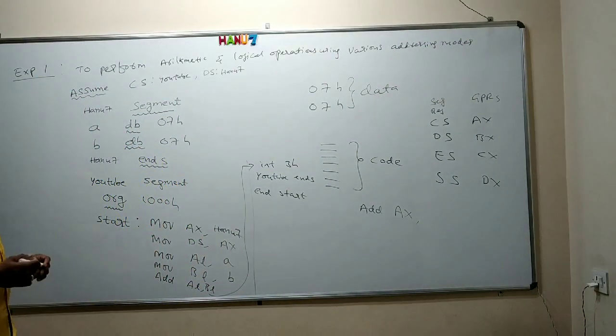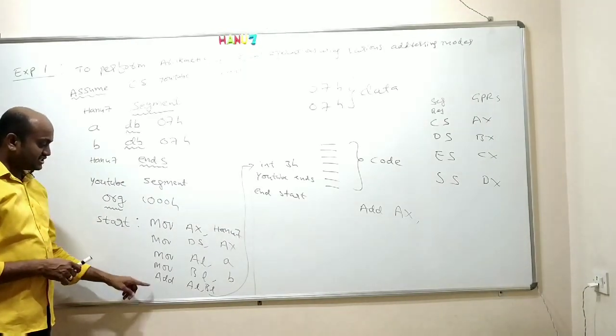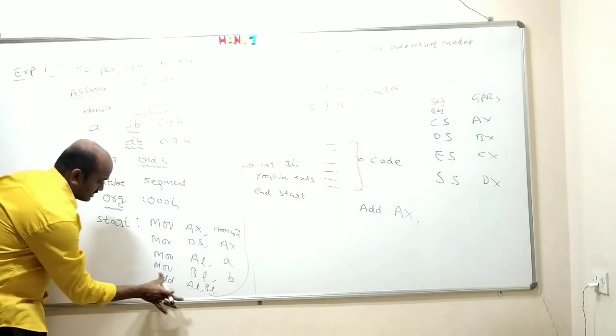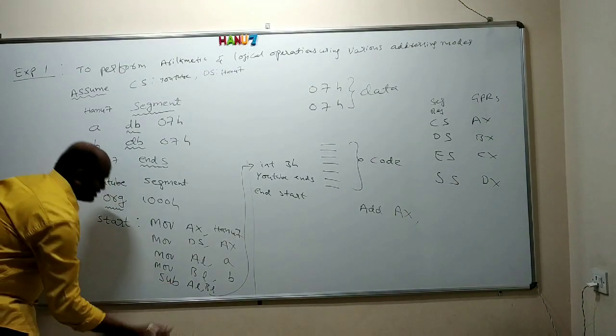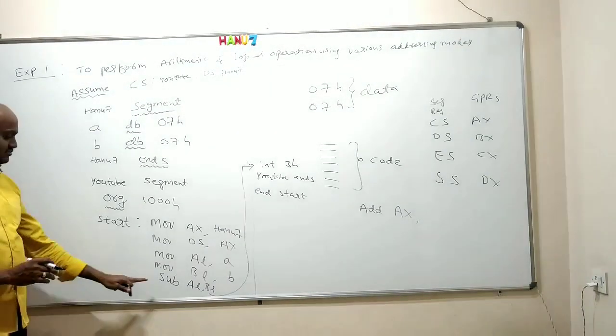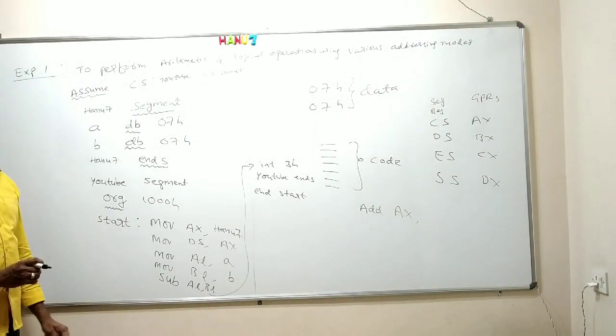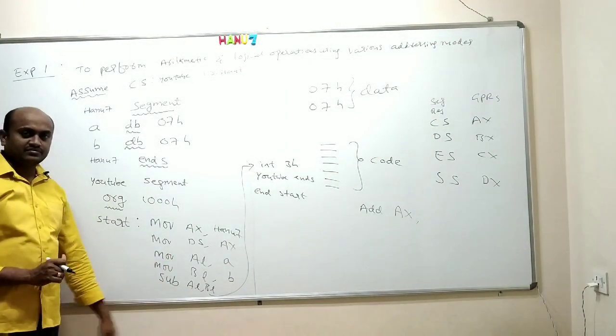So if you want to write a program for subtraction, just replace this addition with SUB. It will perform subtraction on the given two numbers. Same program as it is, only this changes. Just I replace addition with subtraction. The format for subtraction is similar to addition.